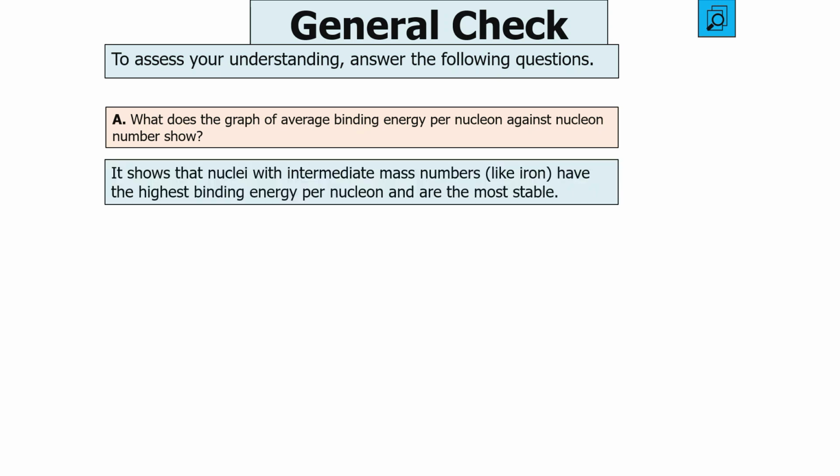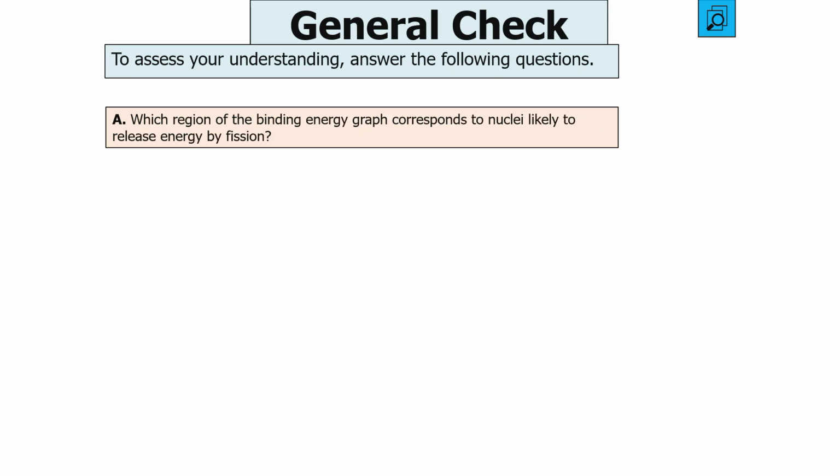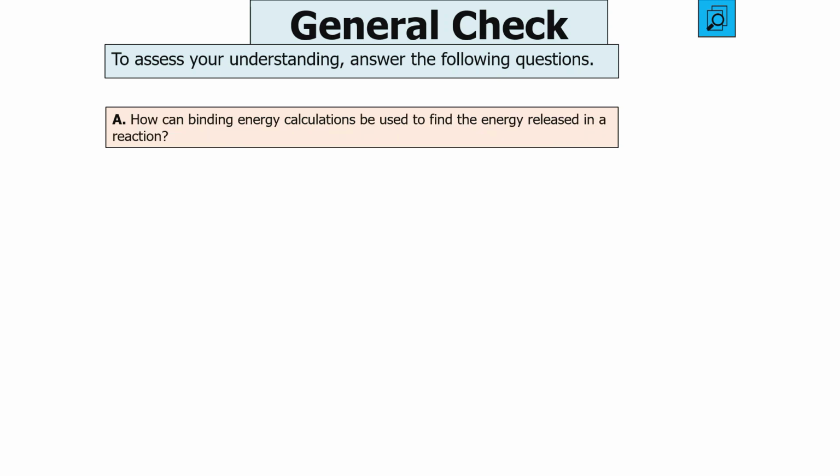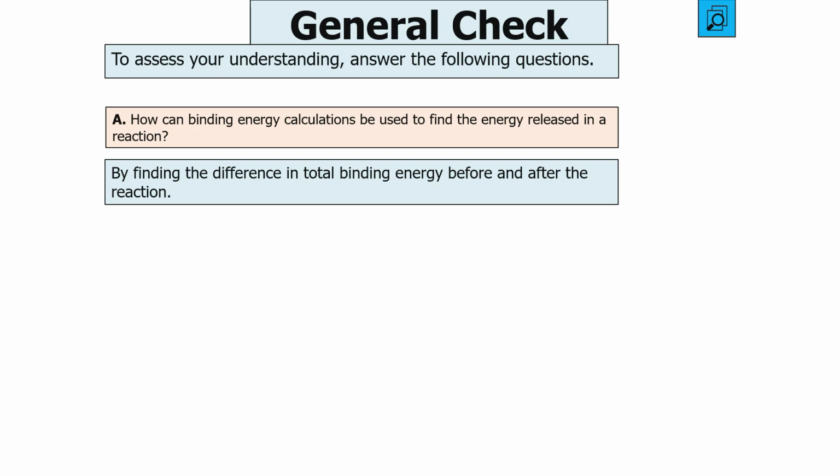What does the graph of the average binding energy per nucleon against nucleon number show? It shows that nuclei with intermediate mass numbers like iron have the highest binding energy per nucleon and are therefore the most stable. Which region of the binding energy graph corresponds to nuclei likely to release energy by fission? It is the nuclei with large mass numbers. Which region of the graph indicates nuclei likely to release energy by fusion? It is the nuclei with small mass numbers. How can binding energy calculations be used to find the energy released in a reaction? It is done by finding the difference in total binding energy before and after the reaction.